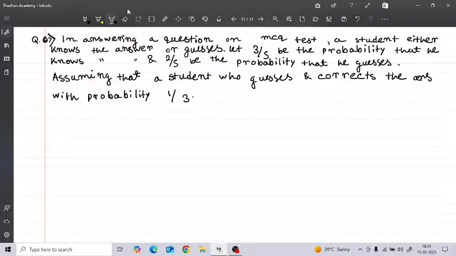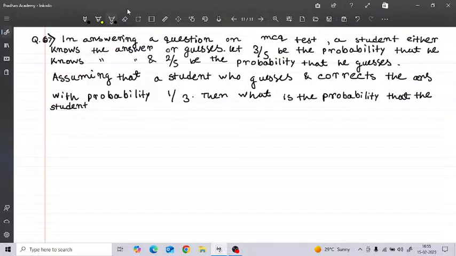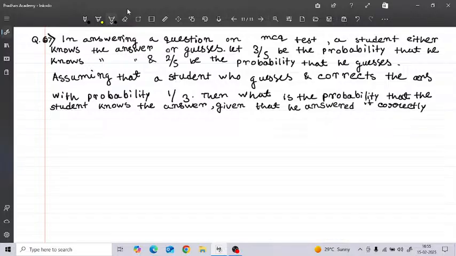Then what is the probability that the student knows the answer given that he answered correctly?